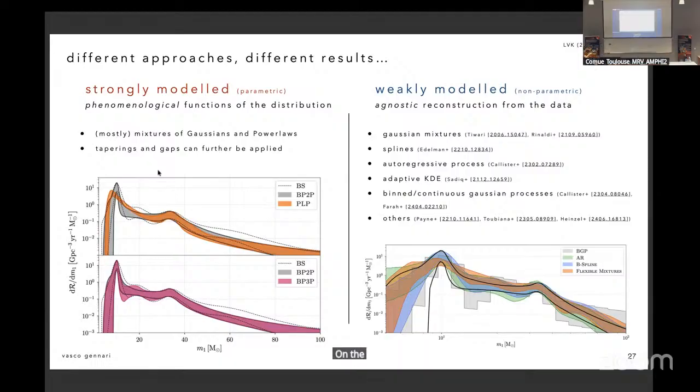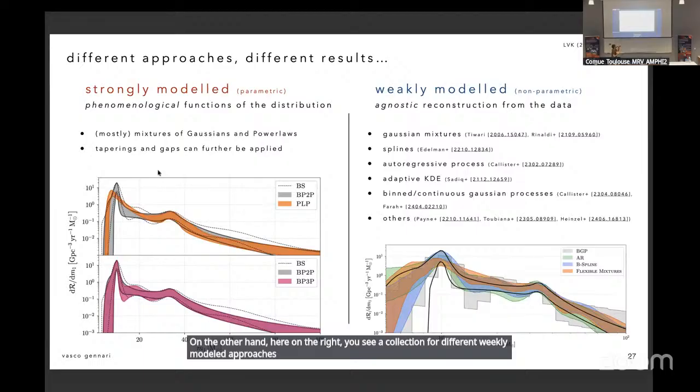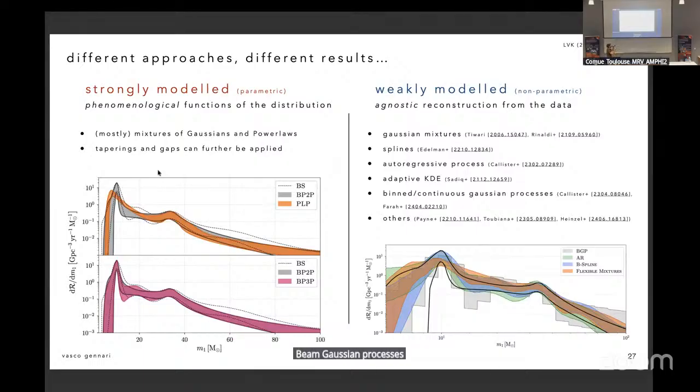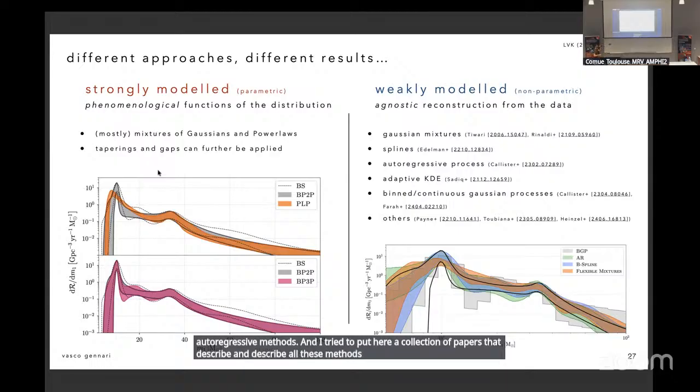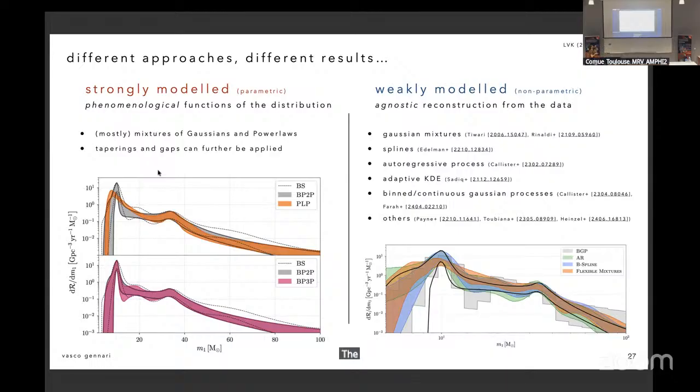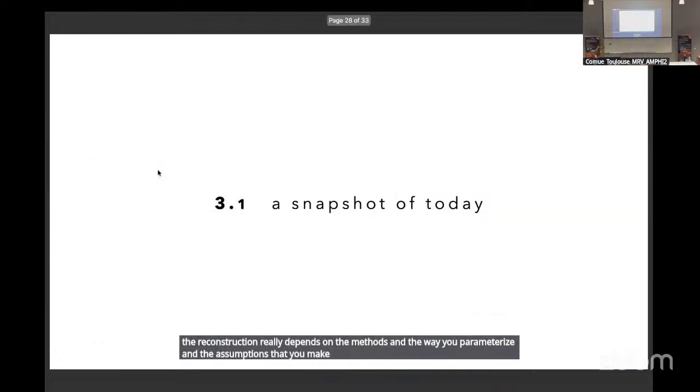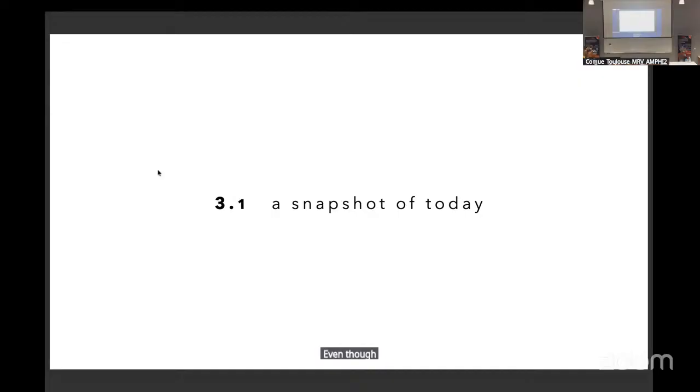On the other hand, here on the right, you see a collection of different weakly modeled approaches: Gaussian processes, B-splines, mixtures of Gaussians, autoregressive methods. And I tried to put here a collection of papers that describe all these methods, if you want to take a look. The key point is that the reconstruction really depends on the methods, the way you parameterize, and the assumptions that you make in your analysis, even though they agree overall.